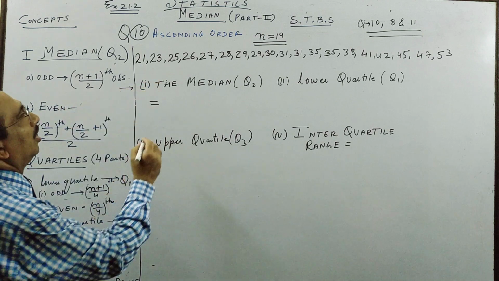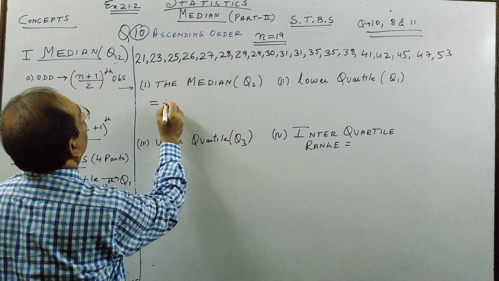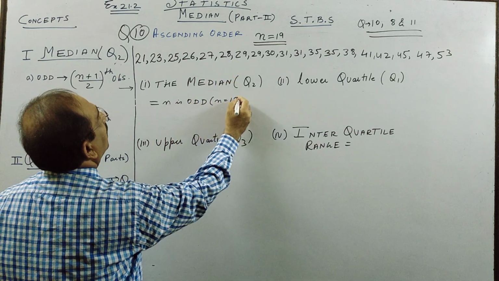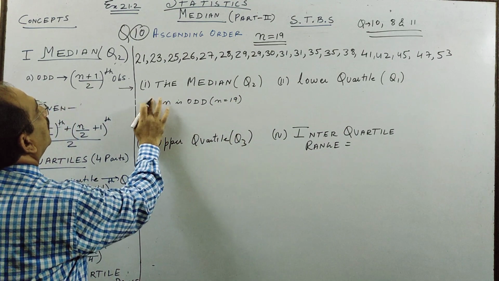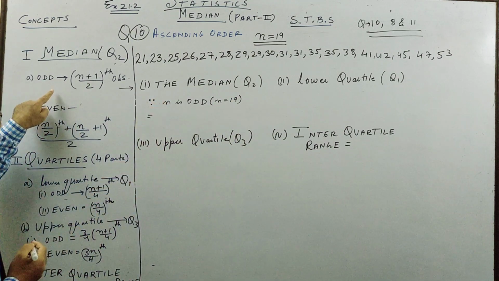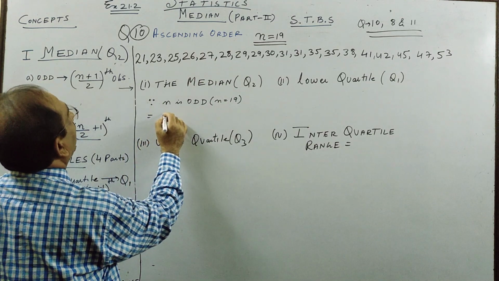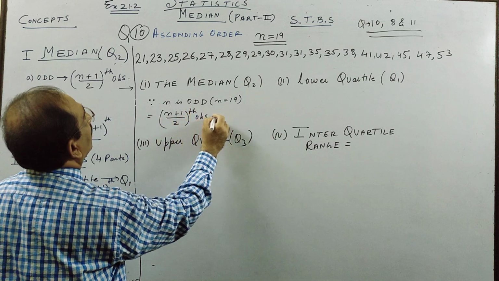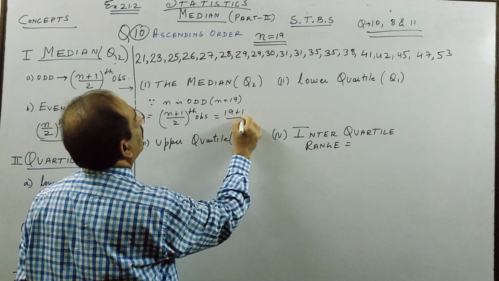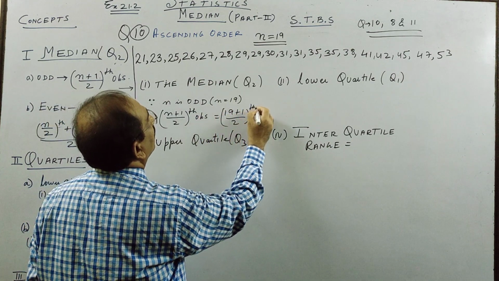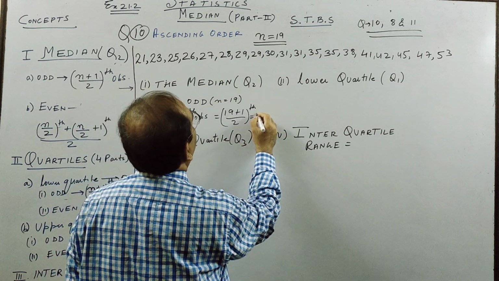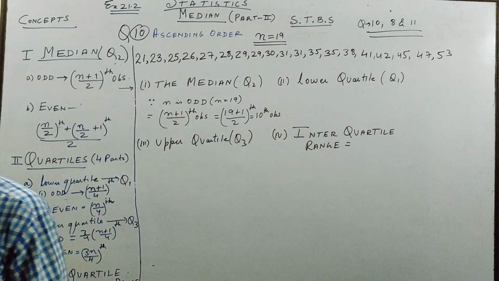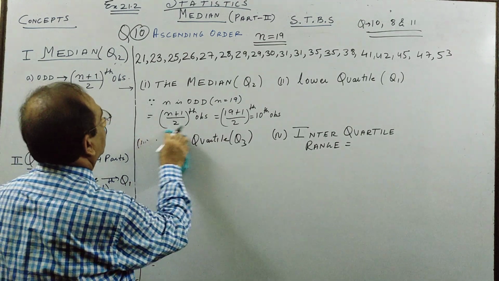Let us see, since n is odd, n is 19. So here we take the formula (n plus 1) by 2 th observation. We put 19 plus 1 by 2, and what we get is the 10th observation.